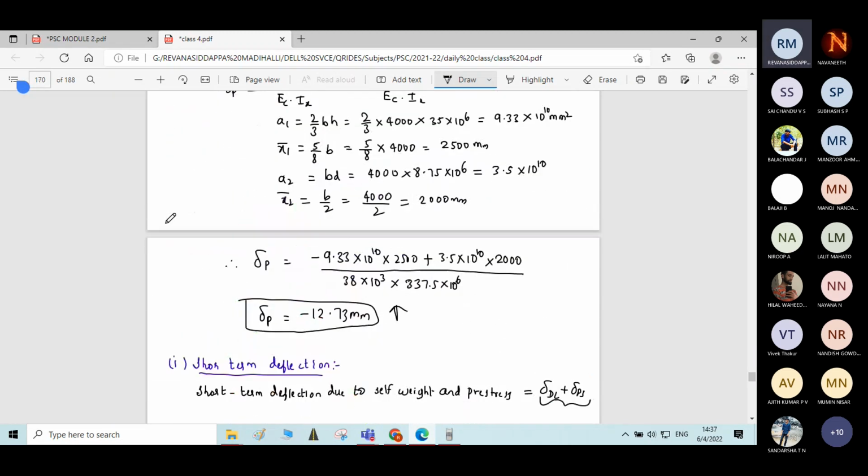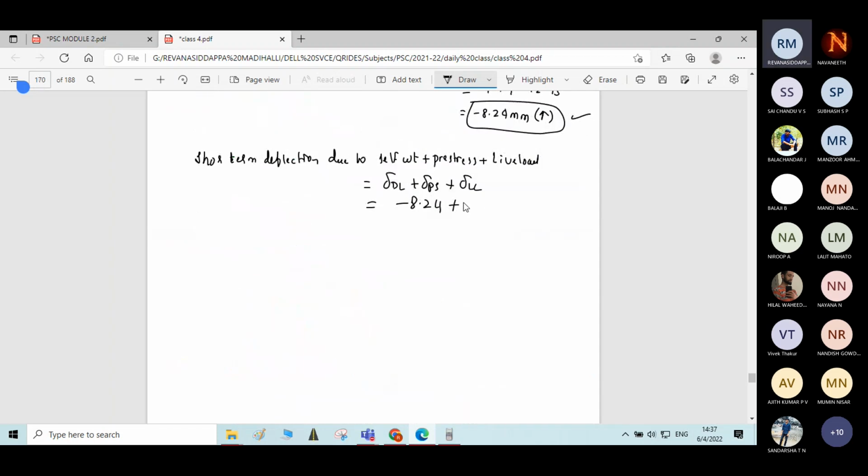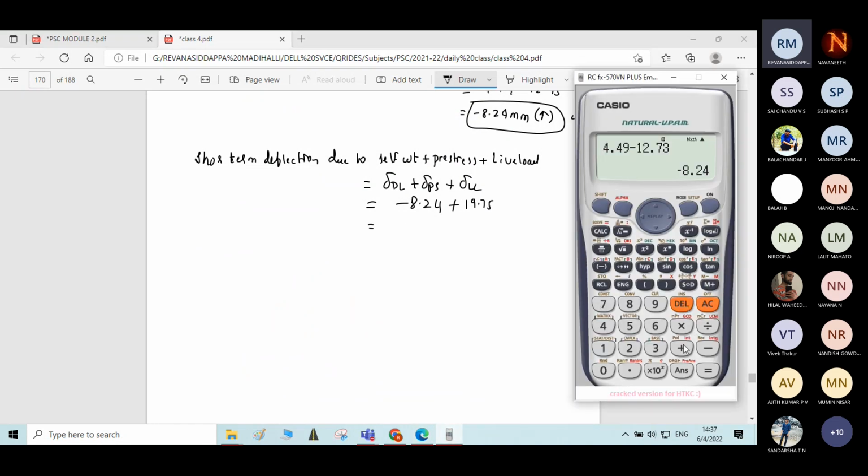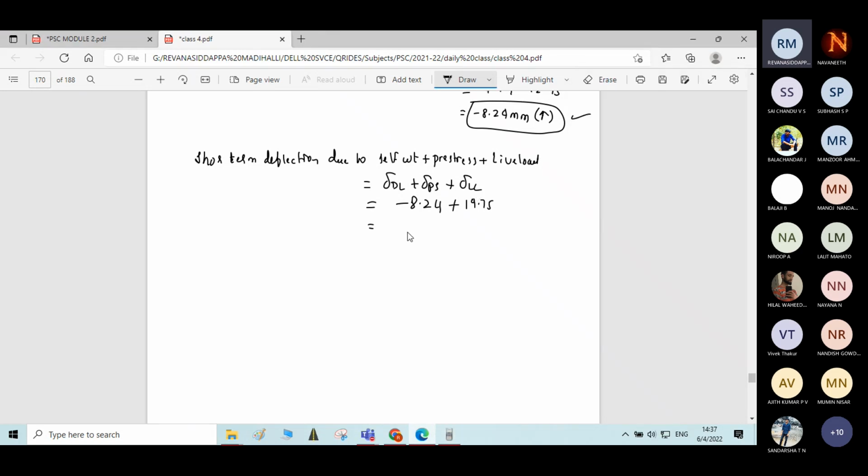We got it as 19.75 mm. So final answer will be minus 8.24 plus 19.75. So answer is 11.51 mm. Positive sign indicates the deflection is in downward direction. So this is short-term deflection considering self-weight, pre-stress and the live load.